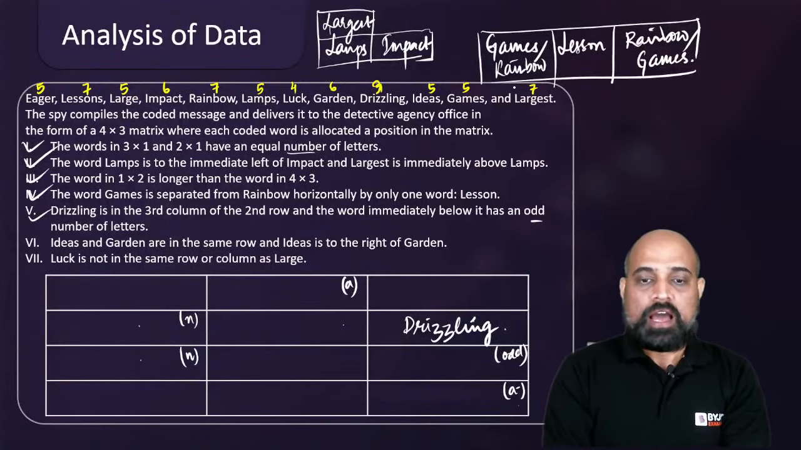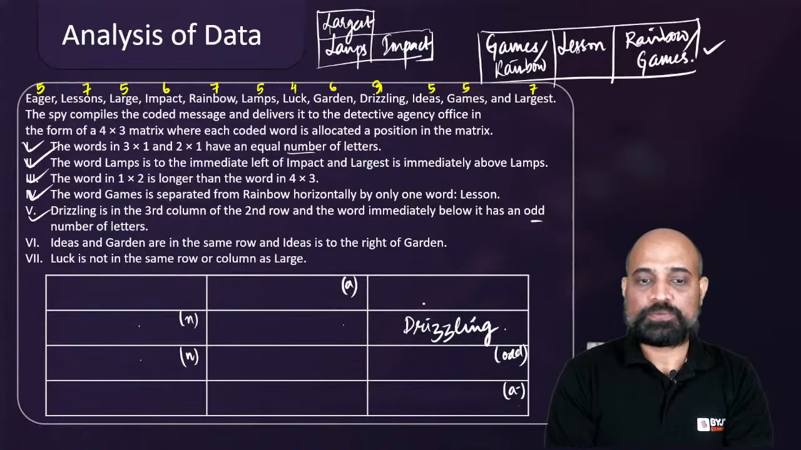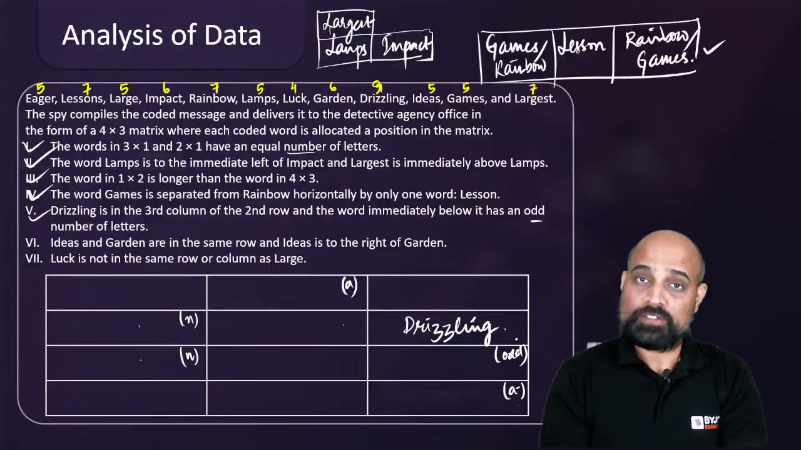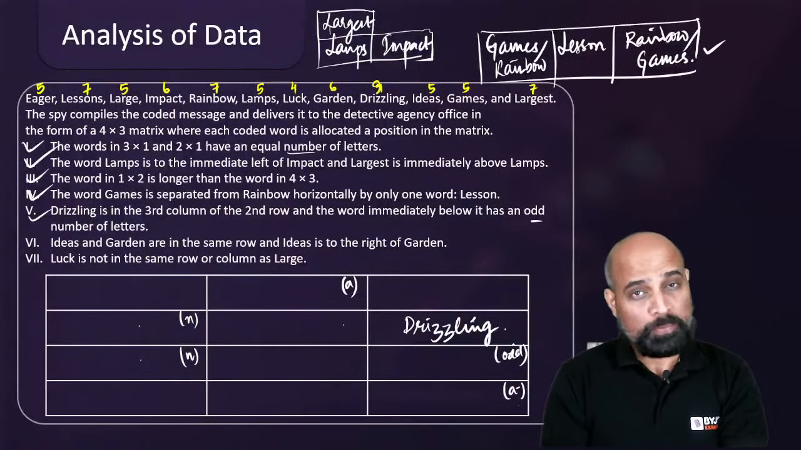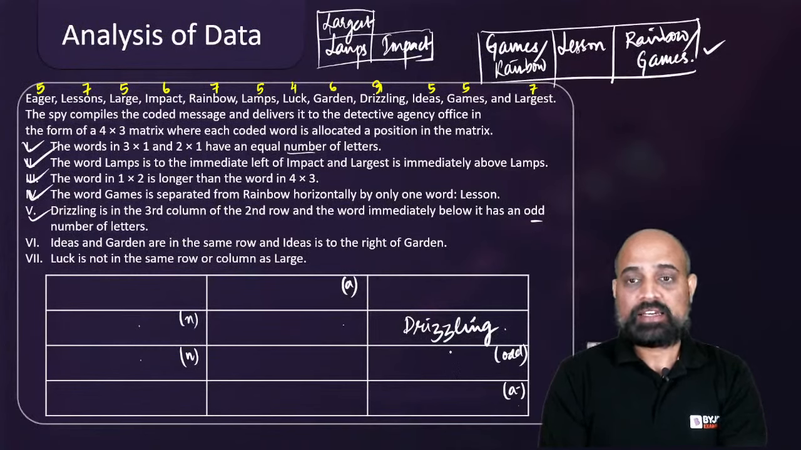Now, if you pay a little attention, if I look at this particular row, can it be in the beginning? Yes, right? It is very much possible that this word is in the beginning. If this word is in the beginning, then lesson is a 6-letter word. We need a word with less than 6 letters. It could be any of the other words. It could be large or lamps, anyone can come. Now, can this row be in the second row? No, drizzling has already occupied this. We can't have it here. Can this be third? Yes. Can this be fourth?